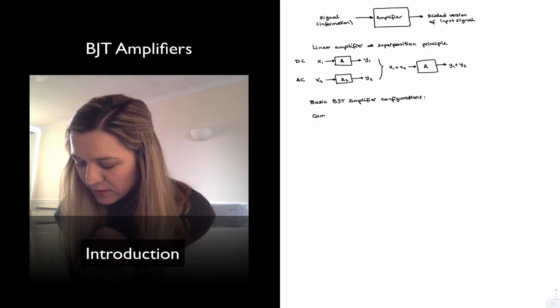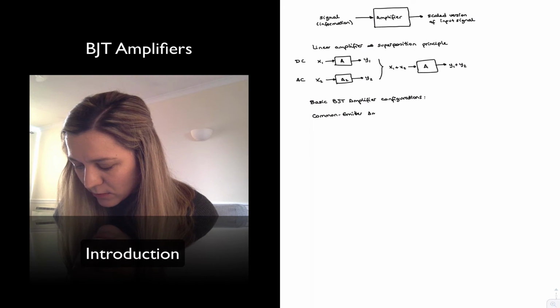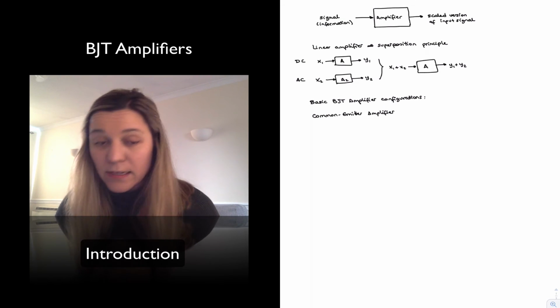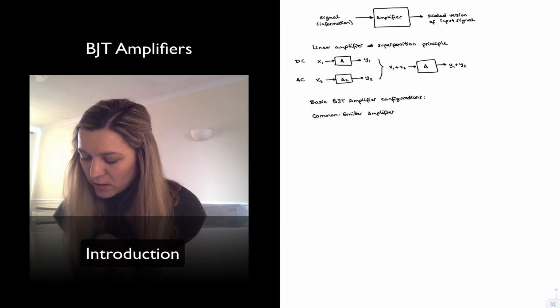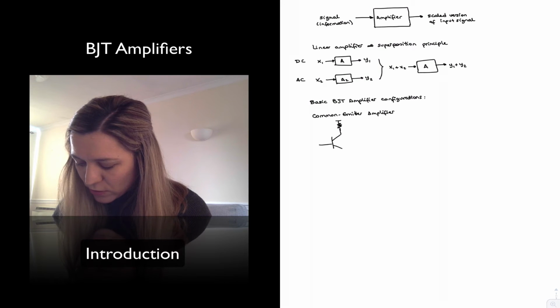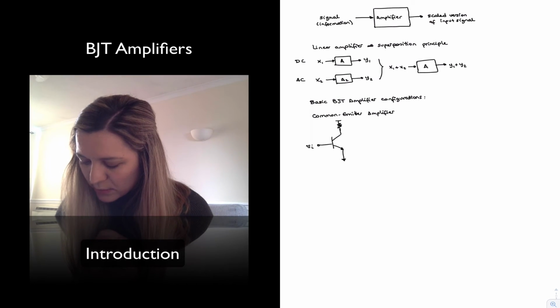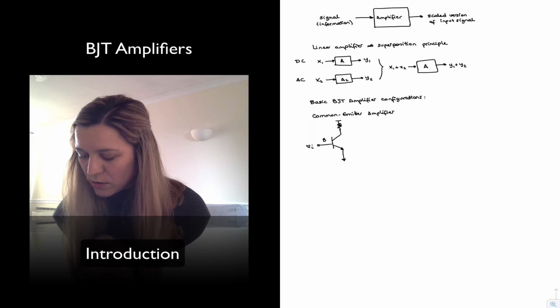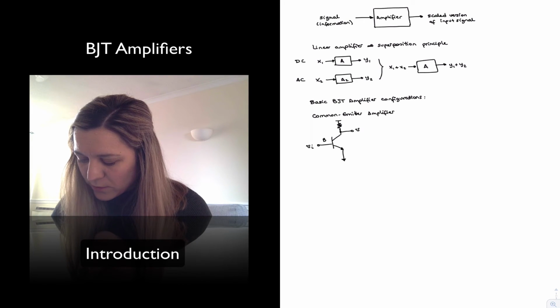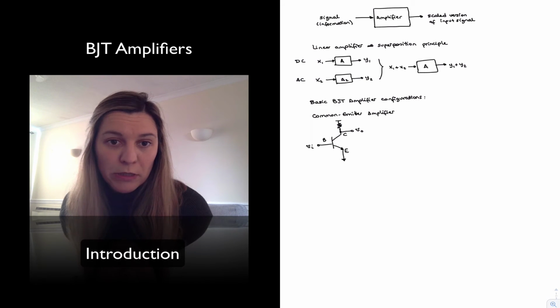A common emitter amplifier uses the emitter terminal as the common terminal. And what that means is that it is common to both input and output. So the structure for a common emitter amplifier will look something like this, where the input is applied to the base of the transistor, the output is taken out of the collector, and then the emitter becomes the common terminal.